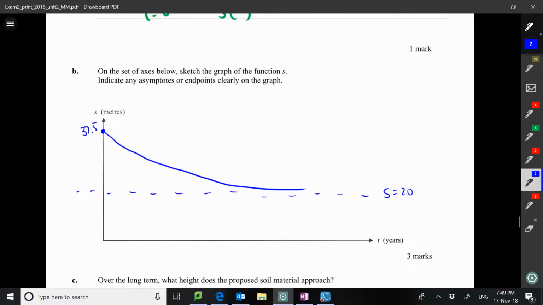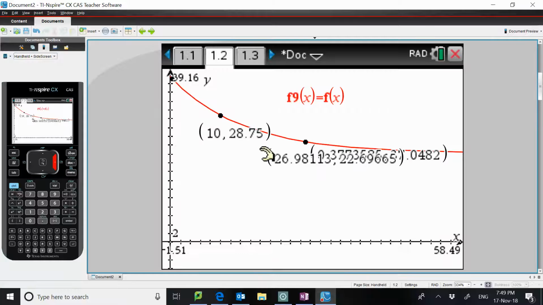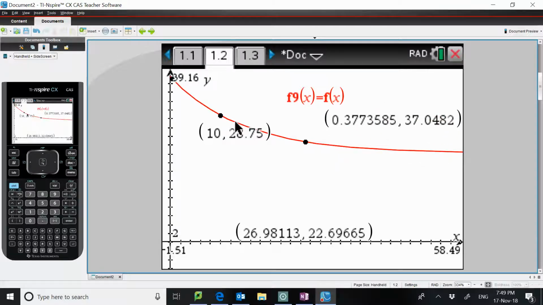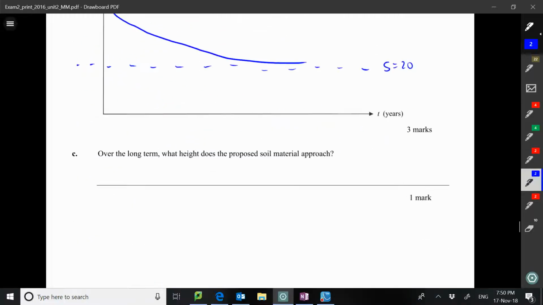But that's for me, because I can read the graph. If you can't, then you can just type in the function, which is right here. Most students will probably miss out on the asymptote, so don't forget the asymptote when you're sketching these. Okay, there's my graph. And we know that the y-intercept when t equals 0 is 37.5. So there you go. Let's go back to the function. That's my question.